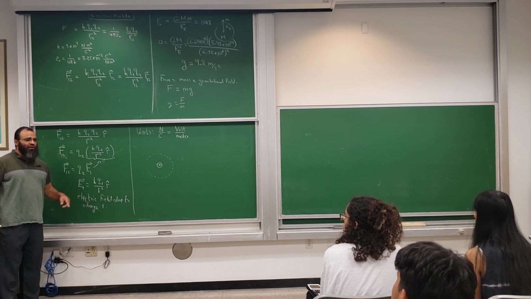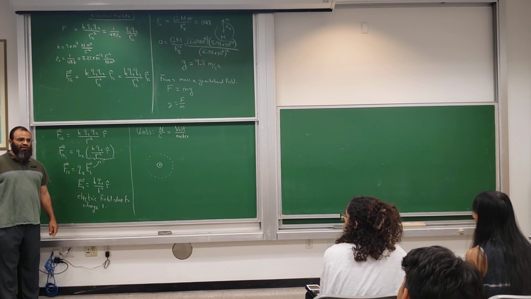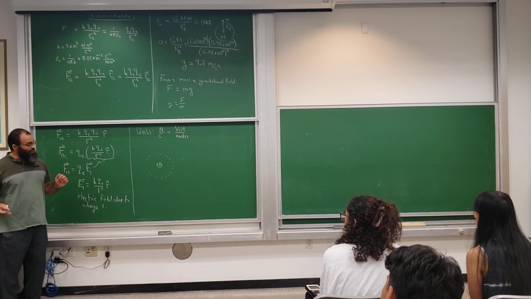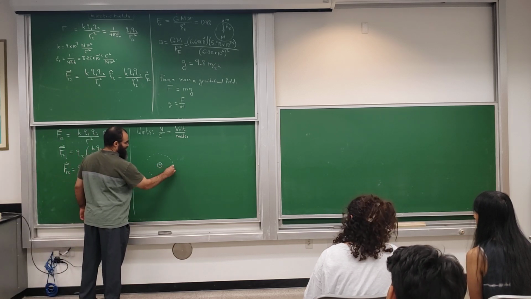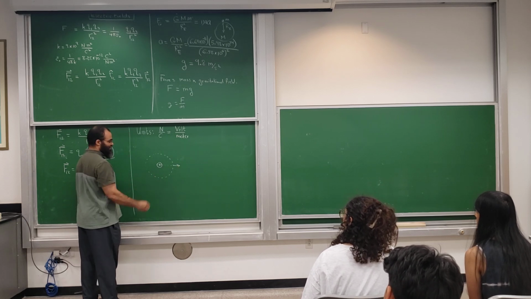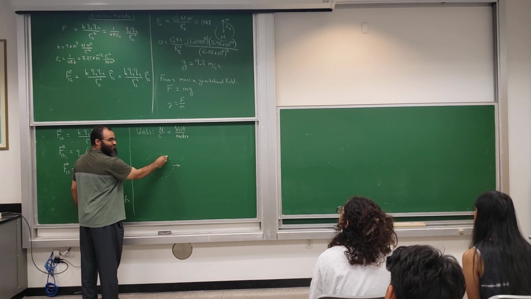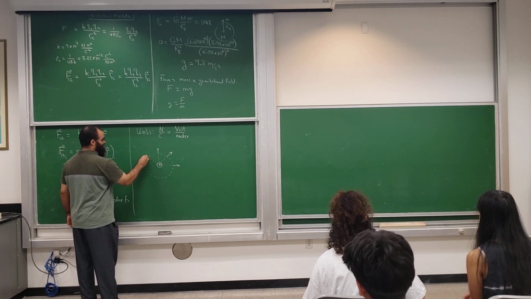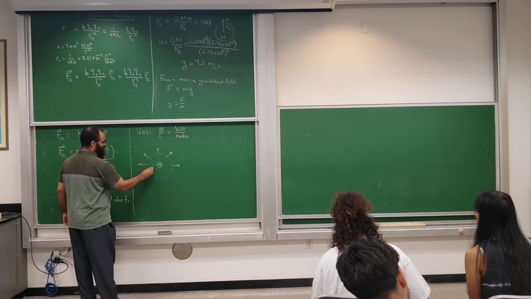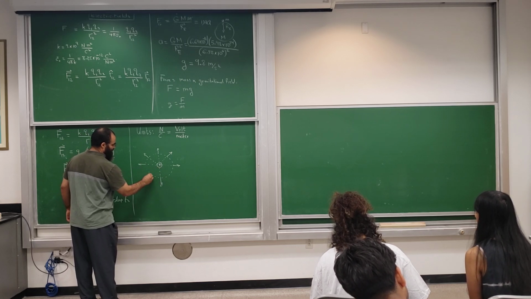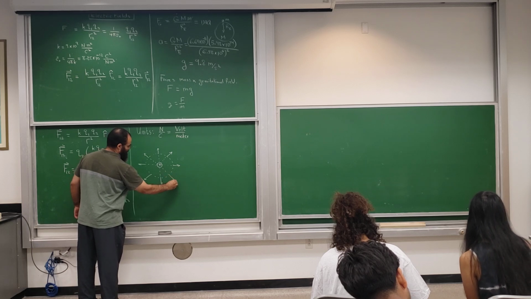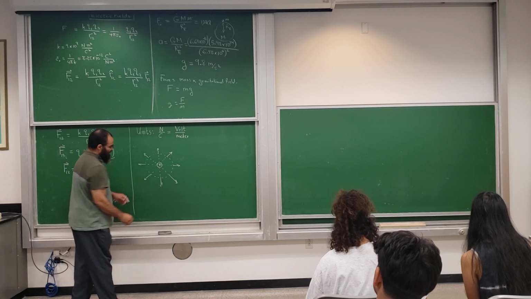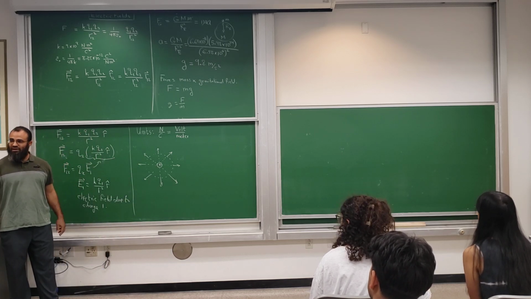r hat. In what direction is r hat? Away. So it's just away. What does away mean? Well, it means this. If I'm here, away means this way. If I'm here, away means this way. And so away, radially outward, is this way. Okay? And that's away. So the direction of r hat is just away.